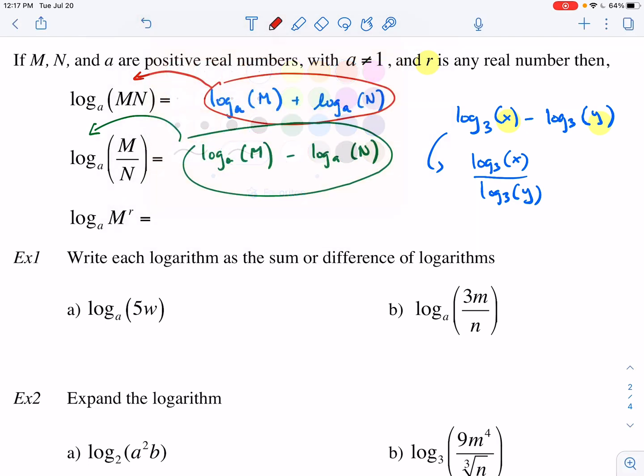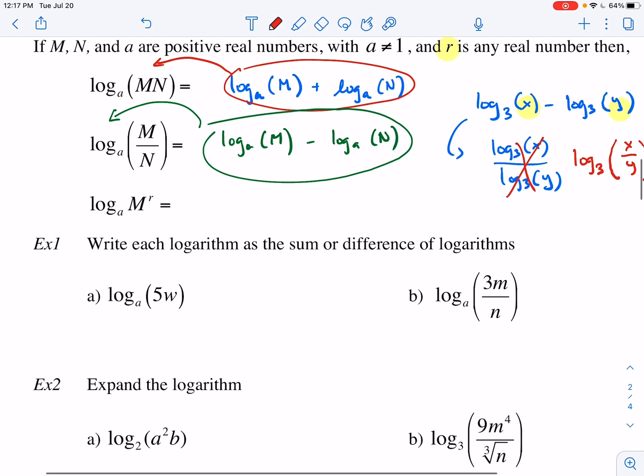I wouldn't write it like this, because if we were to apply it to a value, it will give you the wrong answer. So the correct way is you want to do log base 3, parenthesis, and then take the x divided by y all together as a single quantity inside the parenthesis. Okay. Last rule, if we have log base a of m, and it looks like m is being raised to the r power, in this case we can actually bring down the power r, the constant r there, and then multiply by log base a of m. Okay.